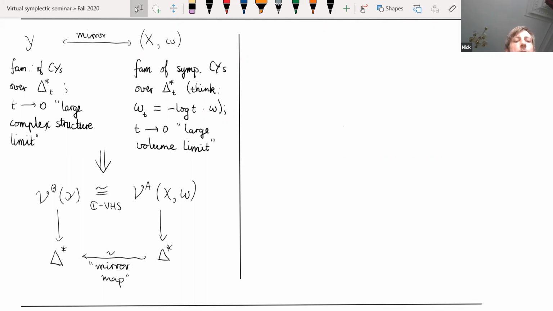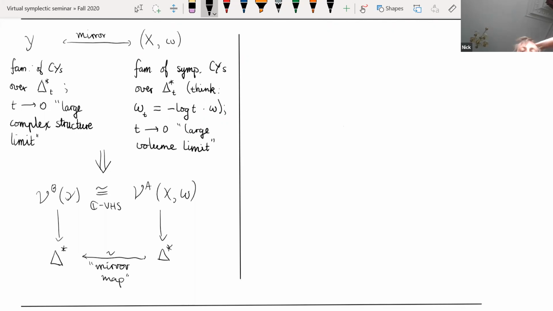And here, as t goes to 0, you have what's called the large volume limit. So the Kähler form gets very, very large. And if these two are mirror, then you expect to have an isomorphism of complex variations of Hodge structures over the punctured disk, and the map between the two punctured disks on the two sides of mirror symmetry is called the mirror map.